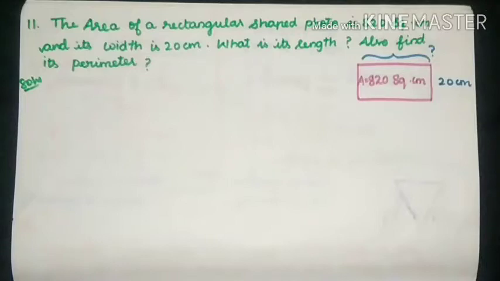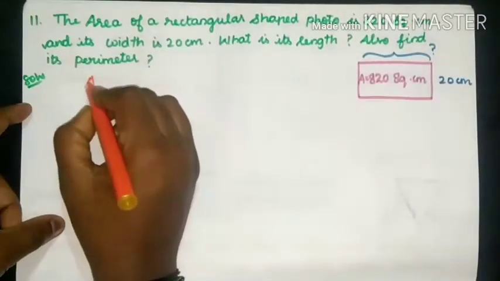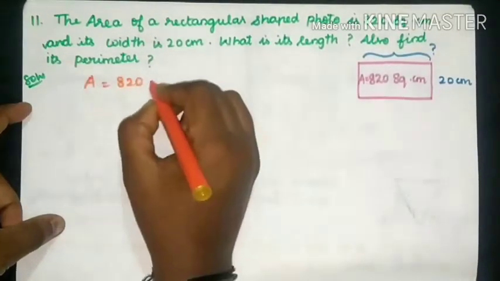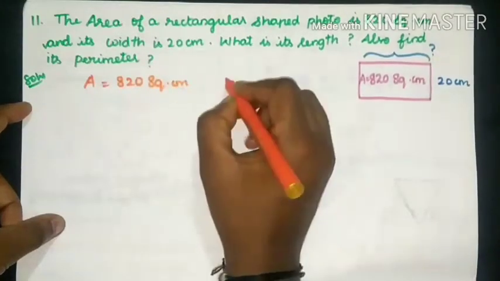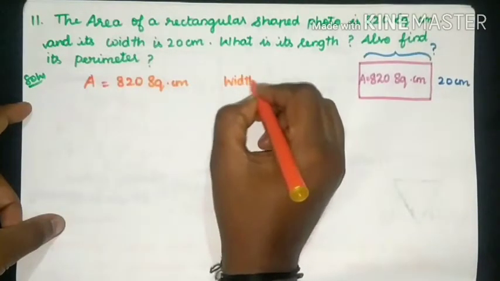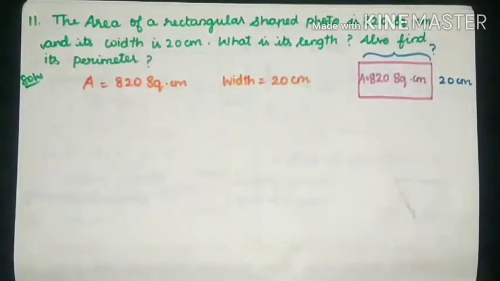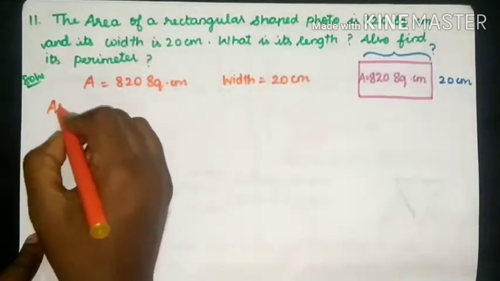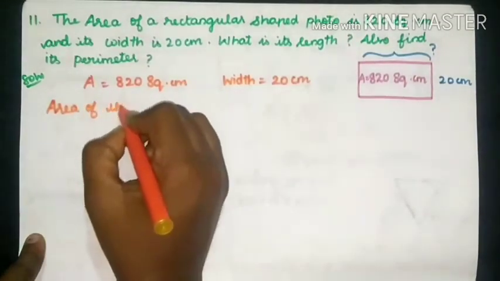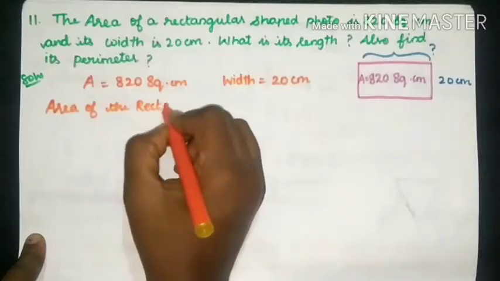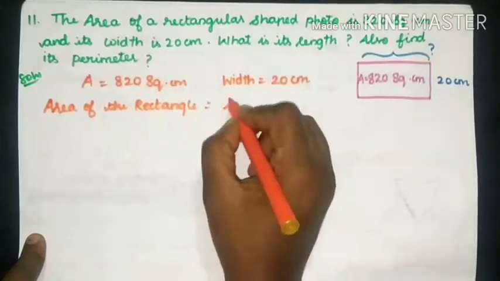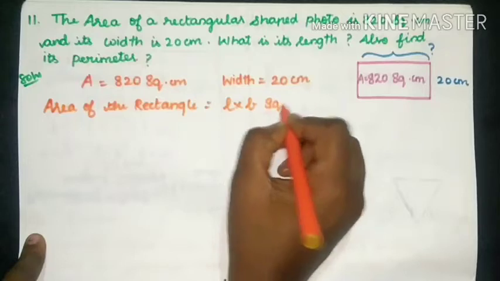First you have to write the given values. A equal to 820 square centimeter. And then width is also given. Width is equal to 20 centimeter. By using this, first we have to find the area of the rectangle because here length value is not given. We have to find the length value. Therefore, area of the rectangle is equal to, yes, L into B square units.